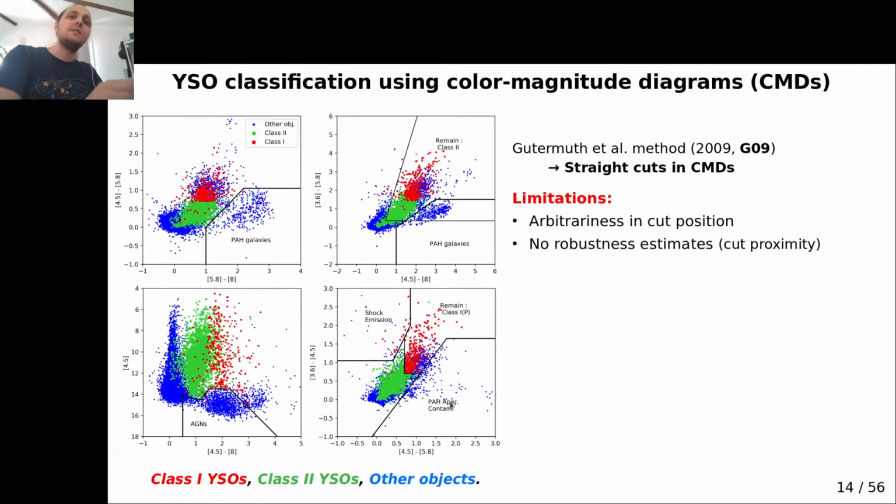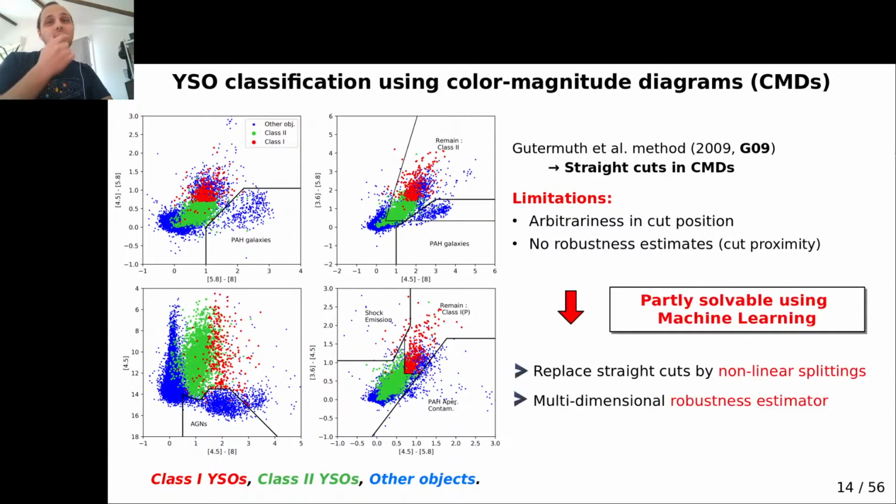And then it will separate the remaining stars between more evolved stars, which will be mainly main sequence stars, class 2 YSOs that are in green in those plots, and the youngest ones, the class 1 YSOs that are in red in those CMDs. Actually, this classification, which is widely used to classify young stellar objects with Spitzer, has two main limitations. The first one is that there is some arbitrariness in the cut positions, even if they were motivated by observational and physical constraints. And also, we do not have robustness estimates using this method.